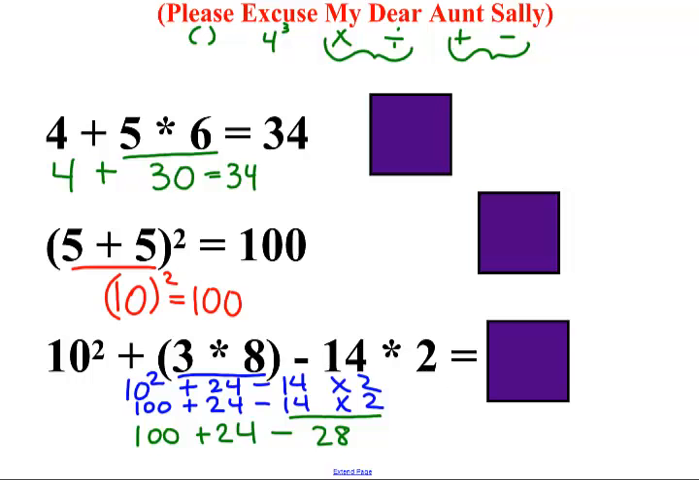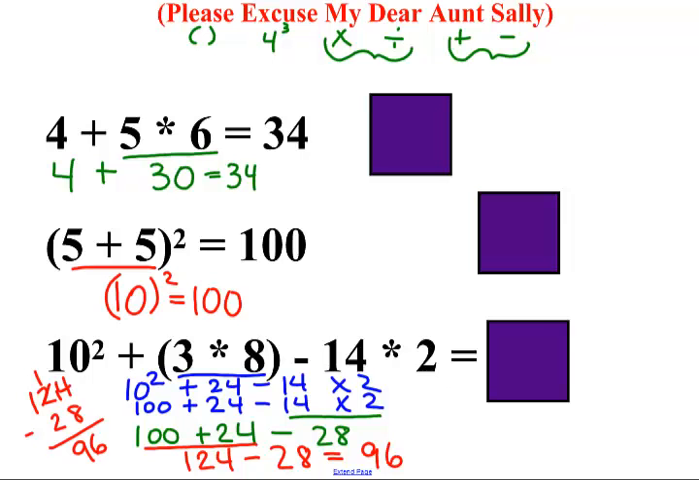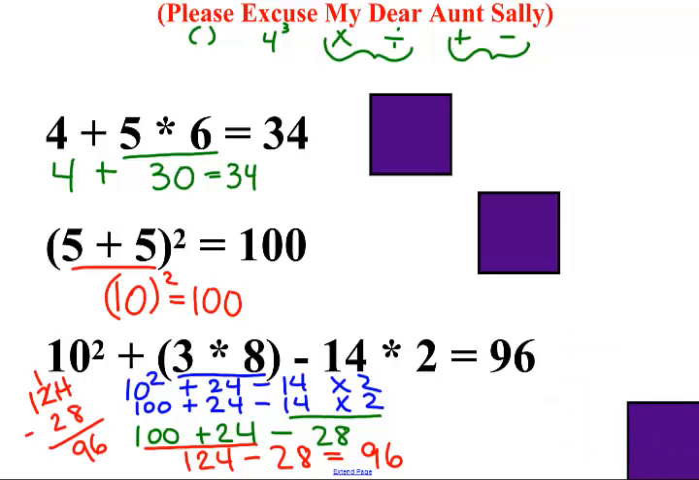Lastly, addition and subtraction from left to right. So we start with 100 plus 24, which is 124, and subtract 28. I better write that one out, just to be sure. 96 is the answer. Good job.